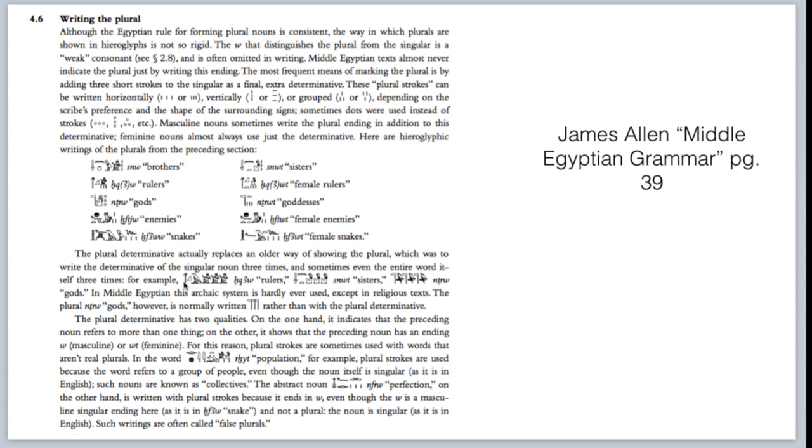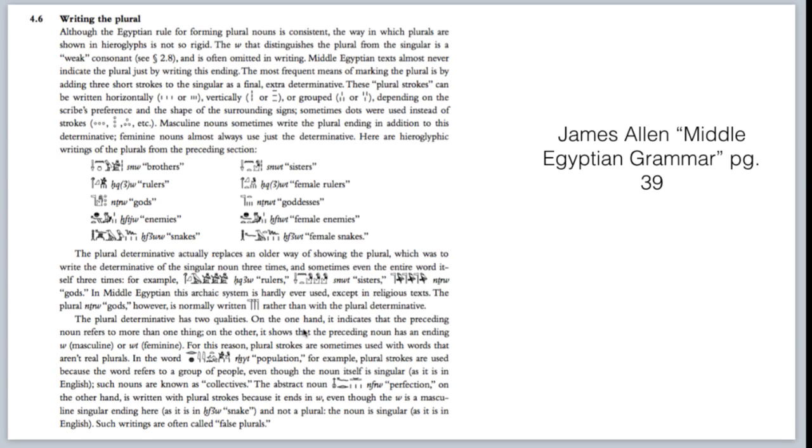Okay, and he gives an example. We have the word heka, and then we have 3 seated men as determinatives to show that the word is plural. So we have hekau, rulers. Senwet, sisters again. Necheru, gods or deities or divinities.